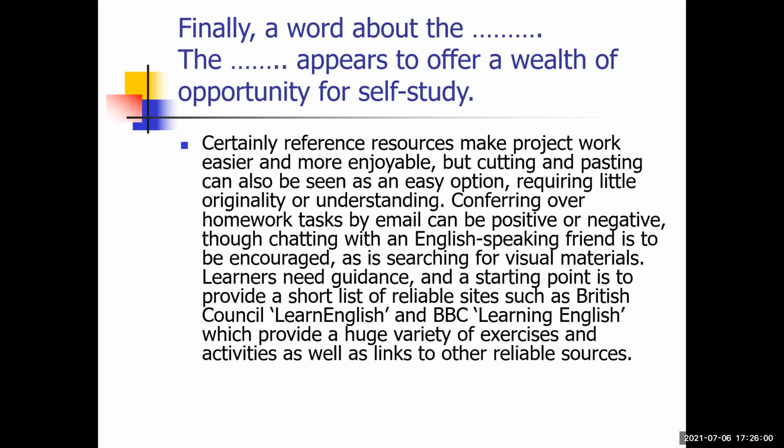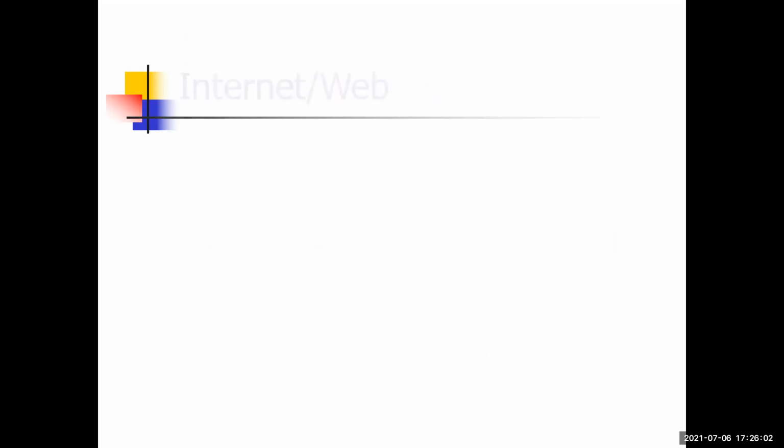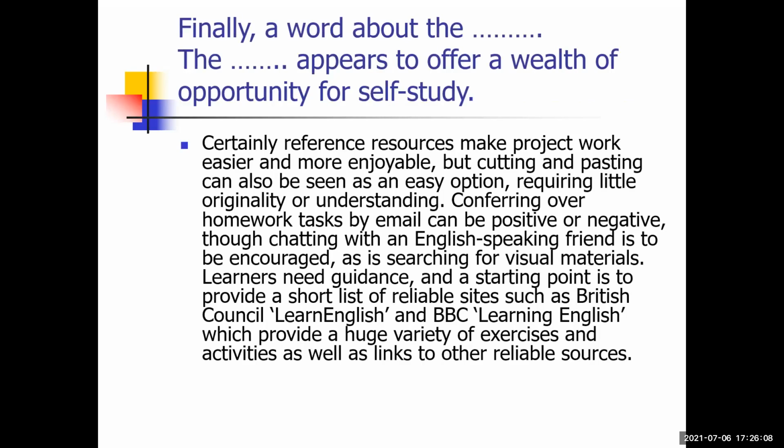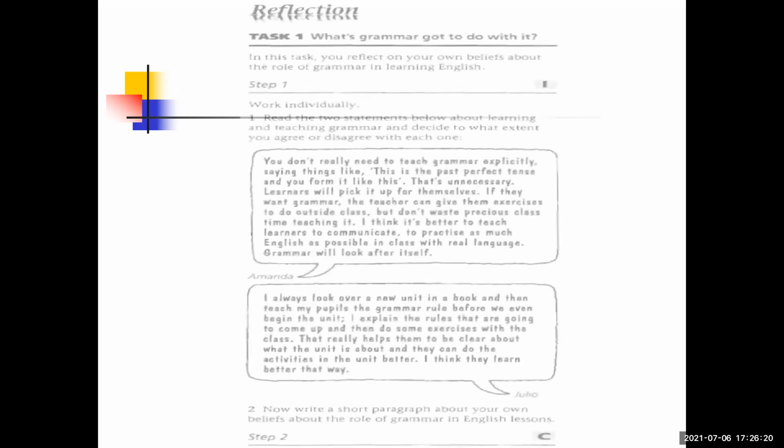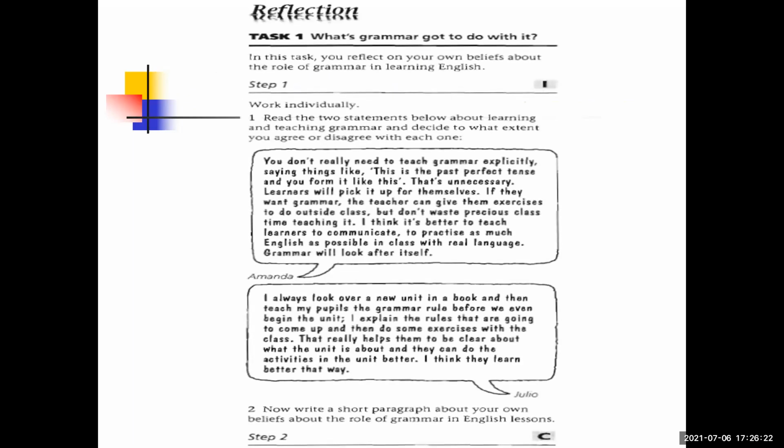So what do you think? What word I have skipped here? Internet or web? Yes, the word cutting and pasting was also prompt for you. So, okay, I have given an example for a task here.